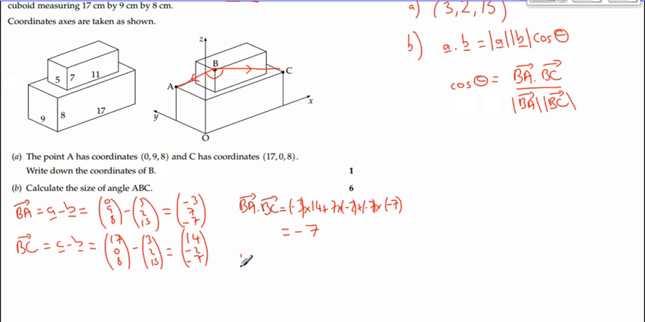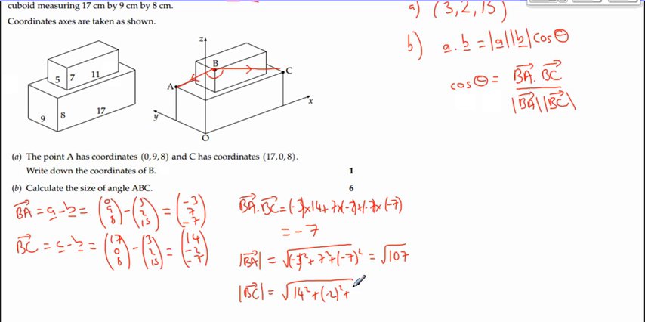Okay, so the magnitude of BA is the square root of minus 3 squared, add 7 squared, add negative 7 squared, which is 9 add 49 add 49, so root 107. And then the same thing for BC. Magnitude of BC is going to be 14 squared, add negative 2 squared, add negative 7 squared, which is root 249. Okay, so there's all your work. This is what you're using.